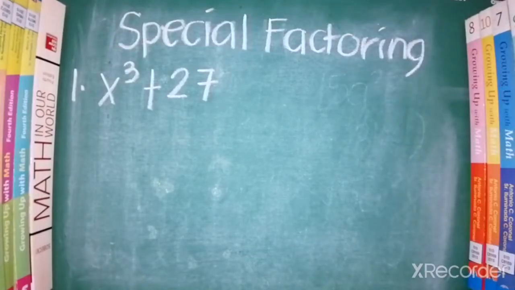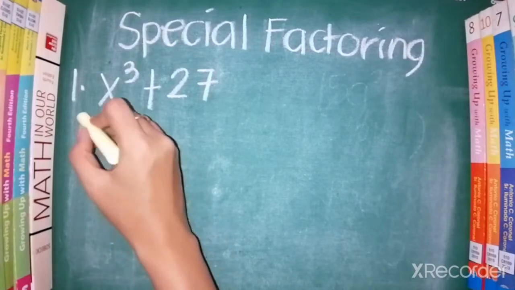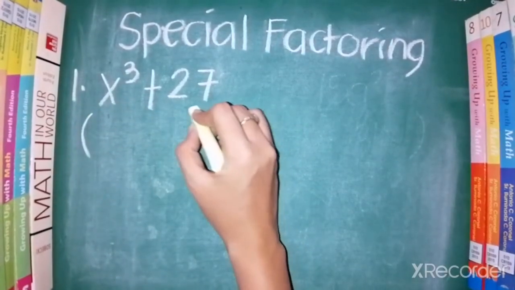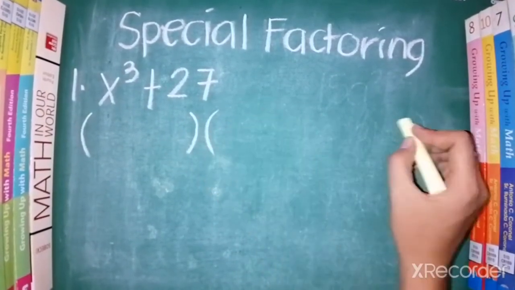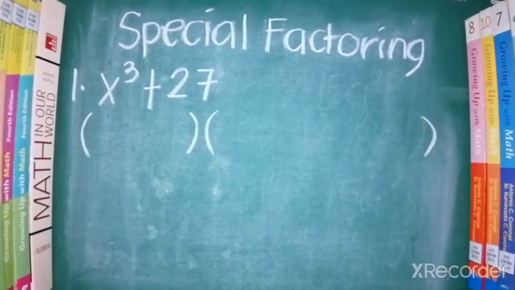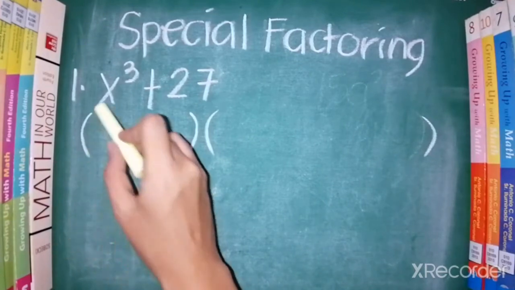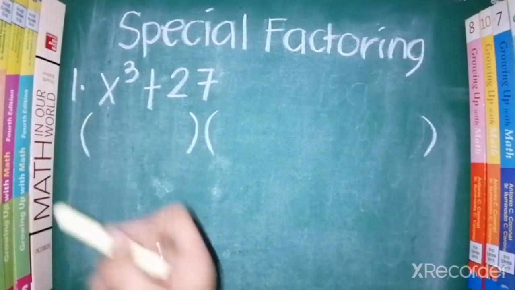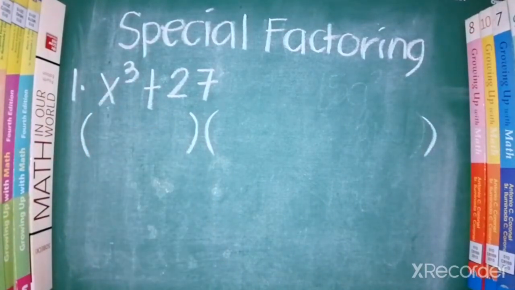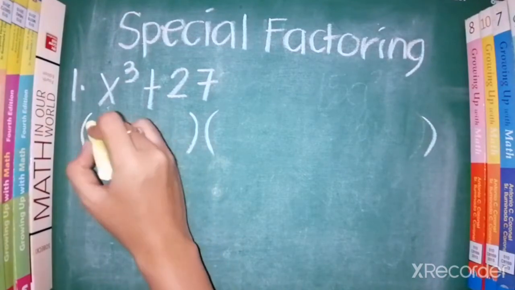Factoring polynomials using special factoring. So example number 1, that is the sum of two cubes. Okay. First thing to do is to make two parentheses. A small parenthesis and a bigger one. Okay. Let's start with the smaller parentheses. So we are going to have the cube root of x cubed. So what is the cube root of x cubed? That is, very good, x.